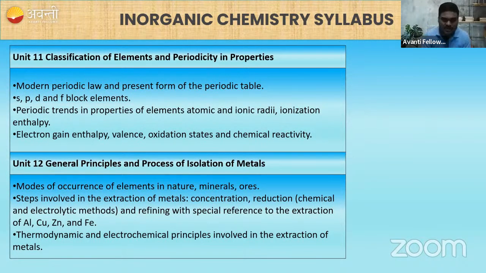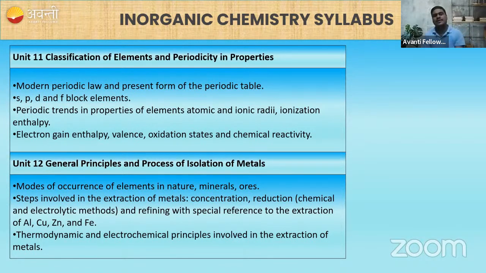Right. That is the general principle and process of isolation of metals that we're also going to study. That is the mode of occurrence of elements in nature, minerals, ore. So we are going to study all this in this chapter, right? So the first chapter is the classification of elements and periodicity. Basically in this we are going to study very important concepts like ionization energy, electron gain enthalpy, electronegativity. So these are all very important, right?